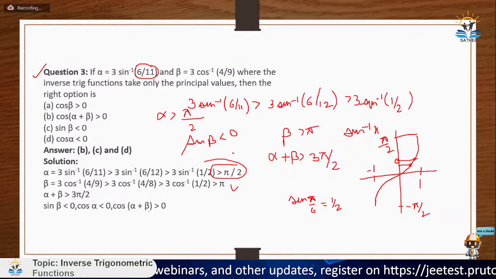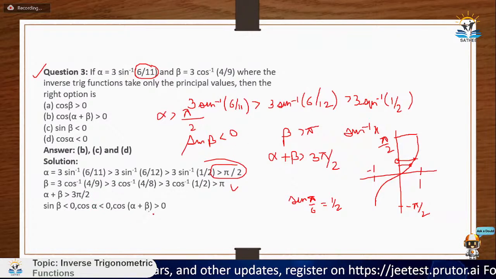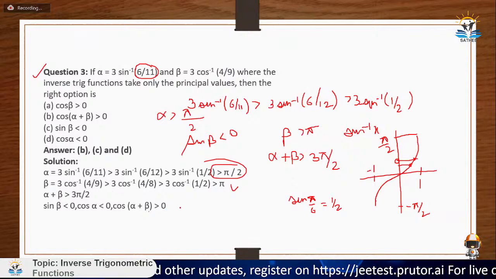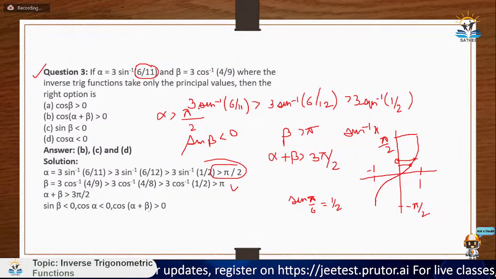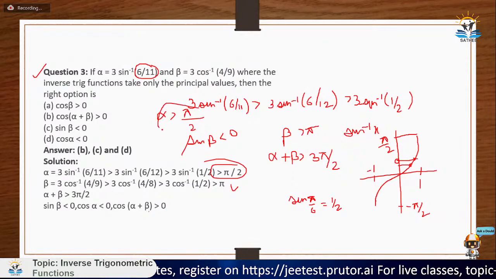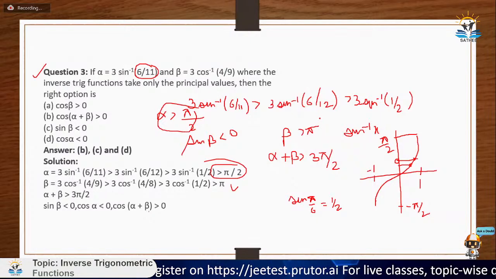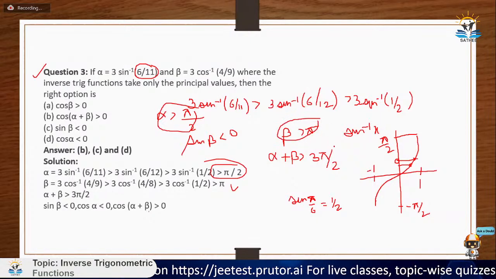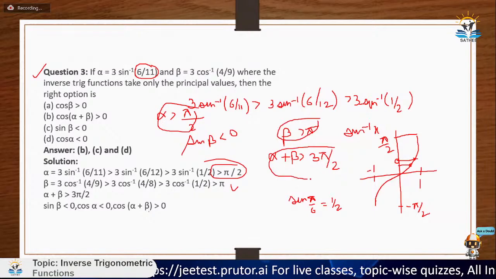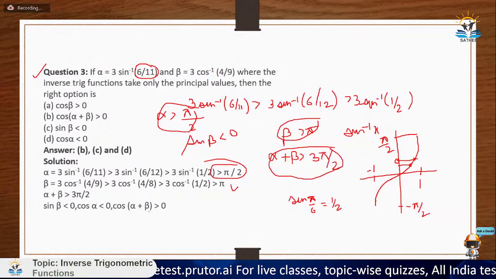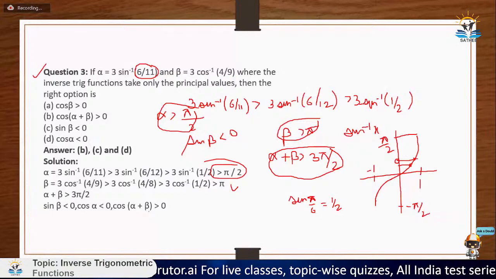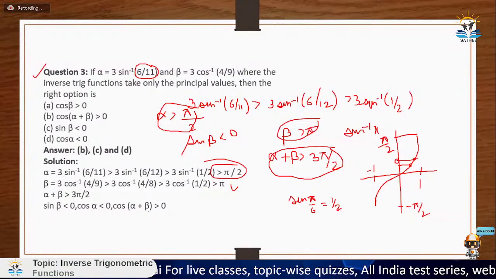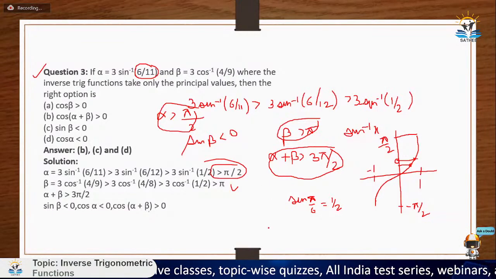Similarly, cos alpha is less than 0 and cos alpha plus beta is greater than 0. You can similarly do them since we have taken out the main condition of alpha greater than pi by 2, beta greater than pi, and alpha plus beta greater than 3 pi by 2. Okay, so I hope you get that. This is not a tough question. Just use your brain, you can easily do this.